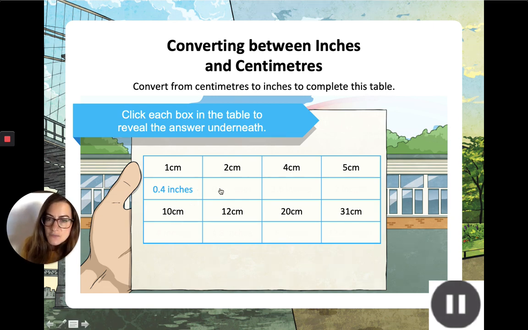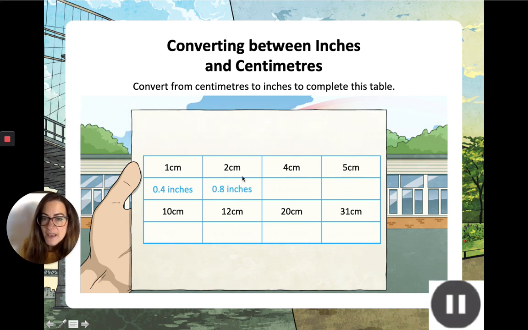So hopefully you've managed to fill in your whole table. 1 centimetre is 0.4, so to find out 2 centimetres I can just double it because double 1 is 2, so double 0.4 is 0.8. Again, if I've got 2 centimetres and I want to get to 4 centimetres, I can just double it. Double 2 is 4, double 0.8 is 1.6. And again, I know that because I know that double 8 is 16, but we're not doubling 8, we're doubling 0.8, so it's 1.6.